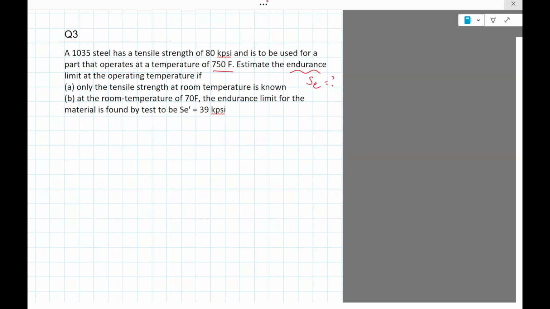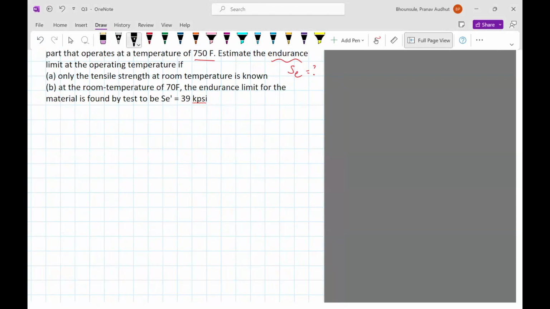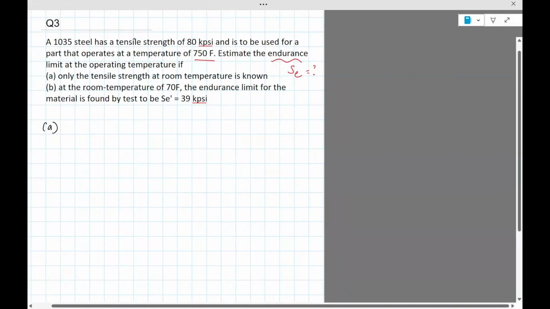So there are two sorts of things going on. Let's solve them one at a time. So part A. Okay, let's focus on the first part. Only the tensile strength at room temperature is known. So actually that's given to you. The tensile strength at room temperature is 80 psi. The room temperature seems to be 70 Fahrenheit.